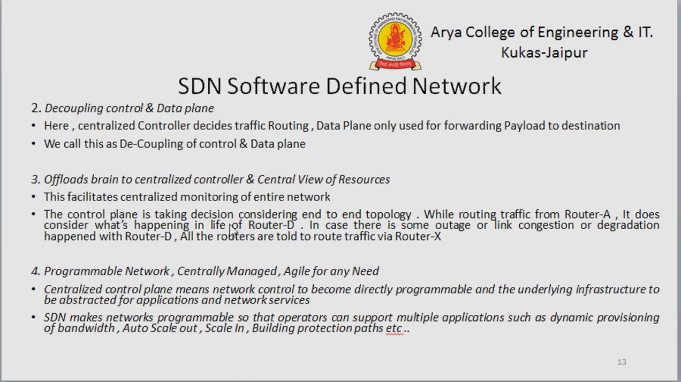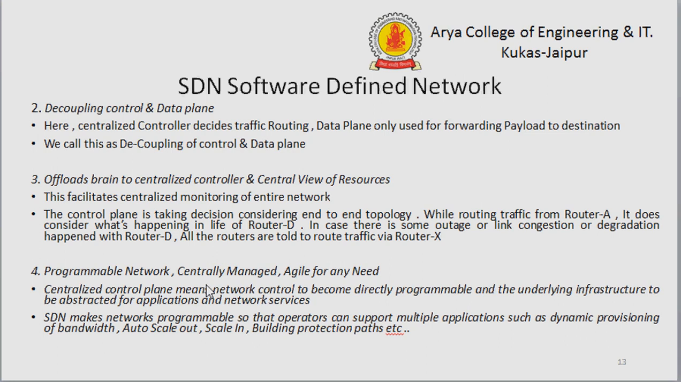The control plane takes decisions considering the end-to-end topology. While routing traffic from router A, it does consider what is happening at router D. In case there is some outage, link congestion or degradation at router D, all the routers are told to route traffic via router X.